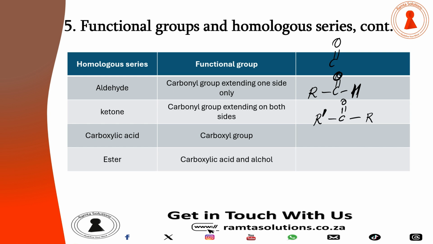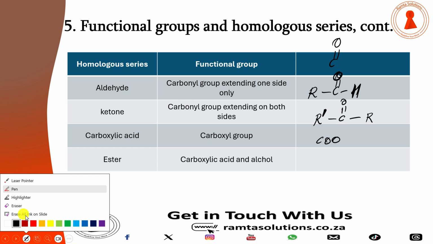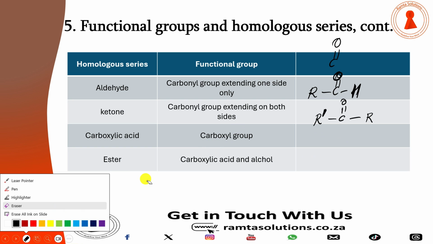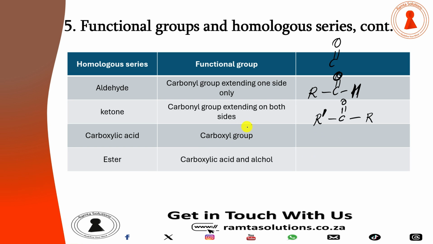Okay, guys. Then we look at a carboxylic acid. A carboxylic acid basically has a carboxyl group. Carboxyl group is what we call COOH. You guys will see it just now. Maybe let me draw it here. I have space. It's like this. This is a carboxylic group, a carboxyl group.